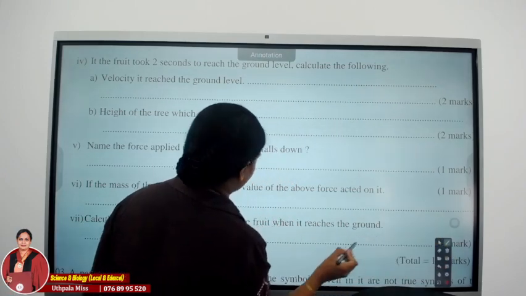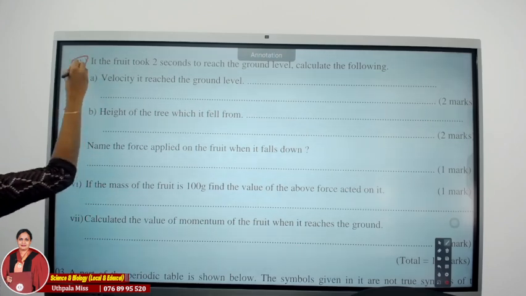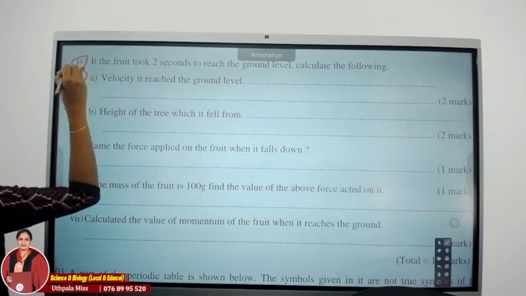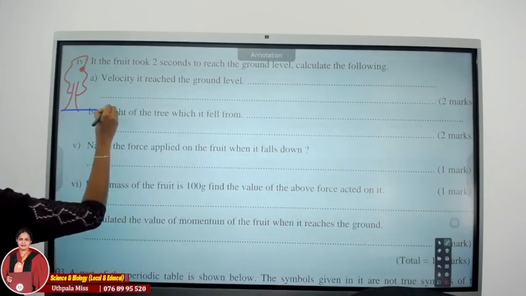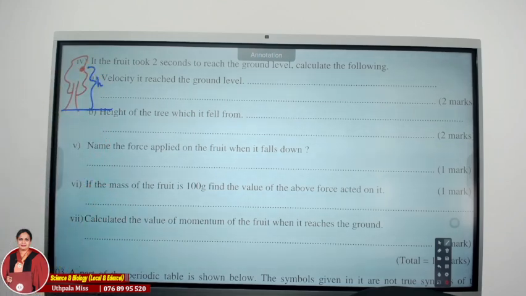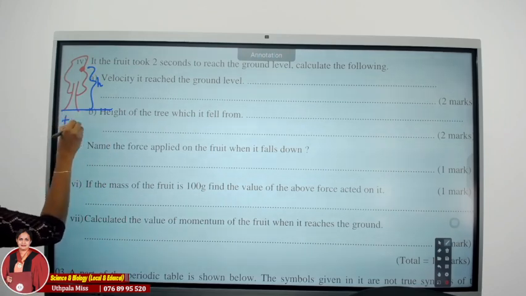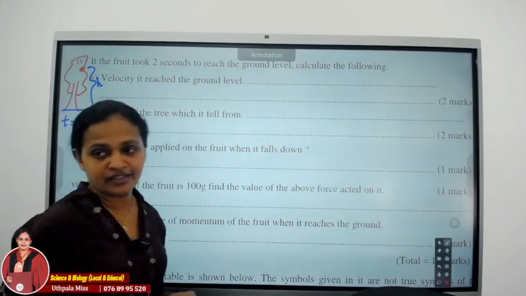2 seconds. In a good MCQ, by now you could guess the answer mentally. The fruit has taken 2 seconds to reach the ground level. Right? It was at a height of h and the time taken for it to fall is 2 seconds. Calculate the following. Velocity it reached the ground level. Now, how can we find the velocity?